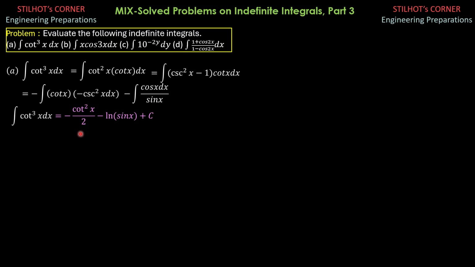We then proceed to the second one. The integral of x cosine 3x dx. So by experience, algebra and trigonometric, we have to evaluate this by integration by parts. So we put u equals x, the differential of u is dx. So dv is cosine 3x dx.